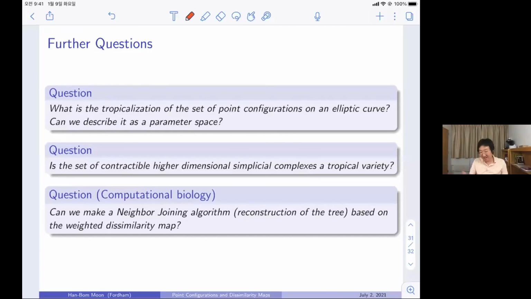And finally, in computational biology, the following question is missing, and this is a really important question. Can we make a neighbor joining algorithm based on our new weighted dissimilarity map?